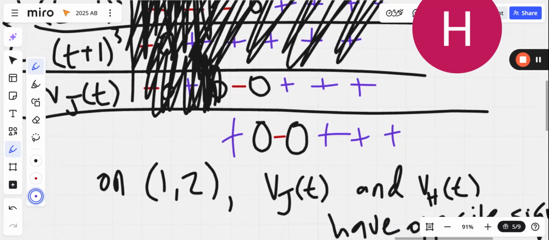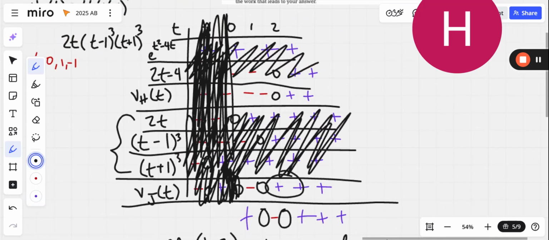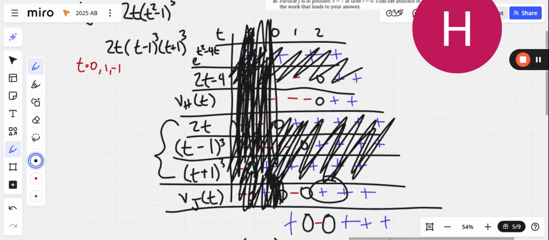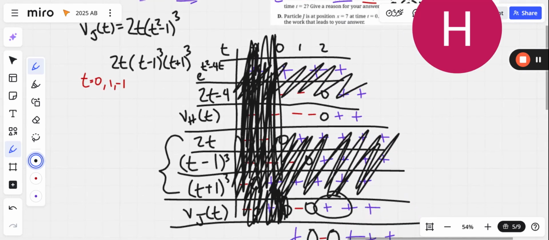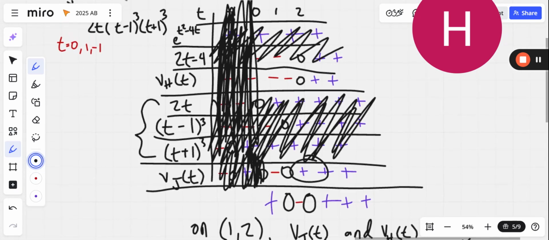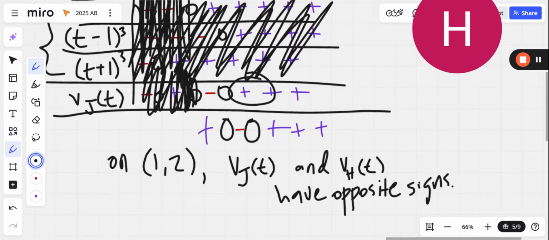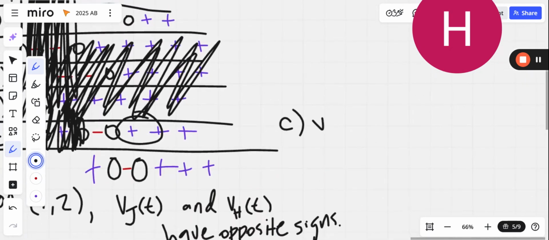So Vj is already down here. We know that Vj at 2 is a positive. Oh, Vj at 2 is actually 0, isn't it? No, it's a positive. Yeah, sorry, my apologies. Vh of 2 is 0. Vj of 2 is a positive. So according to the chart, we can just say that Vj of 2 is also positive.